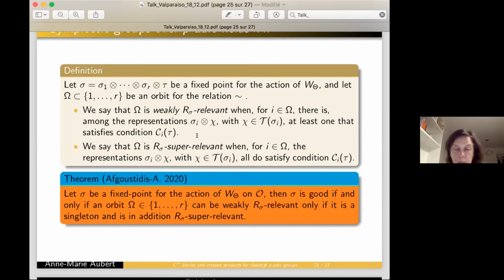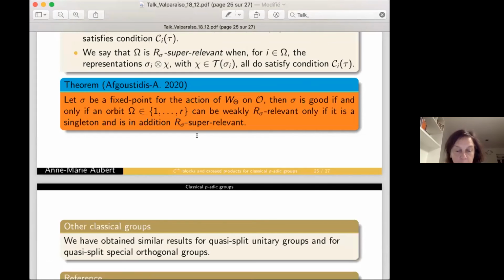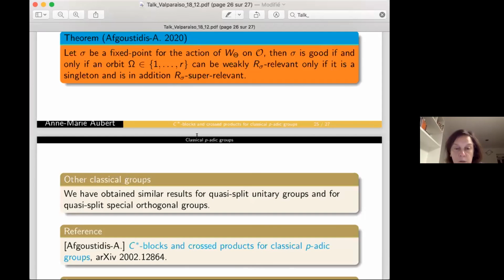If you look at an example, you will see that we can find a good fixed point in a situation where we might have W_theta, which is a direct decomposition into two groups, W prime and R_sigma, both of which are non-trivial. The situation is rather similar for quasi-split unitary groups and for split odd special orthogonal groups, and it works also, with slightly more work, for the quasi-split form of even special orthogonal groups. Here is the reference on arXiv for the paper, which is currently submitted.